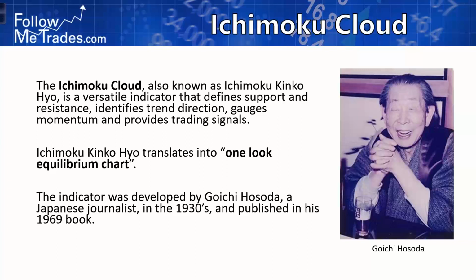This thing was developed by this handsome fellow, Goichi Hisada. He was a Japanese journalist, and he started working on it in the 30s, and he ended up publishing it in a book in 1969. What's interesting is he was working on his theory in the 30s at the same time that Ralph Nelson Elliott was developing his, which is the other serious tool that I use, okay?